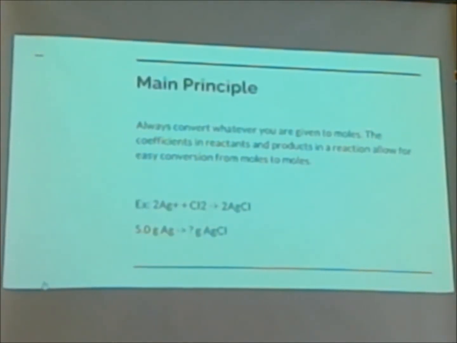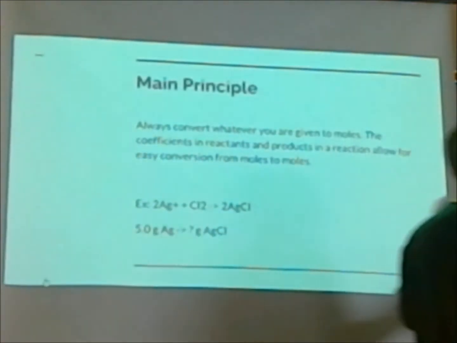So 1 mole of hydrogen is 1.008 grams. 1 mole of titanium is 47.87 grams. 1 mole of silver, which is what we're trying to do, is 107.87 grams. And does everyone know what a mole is?